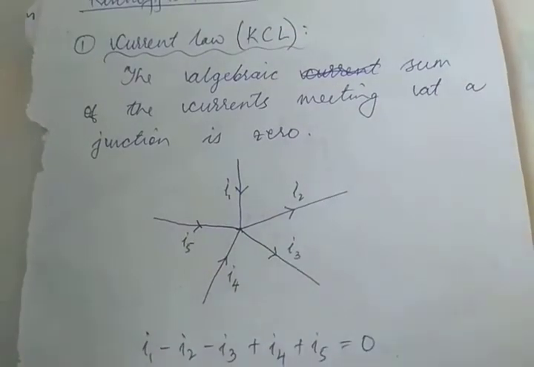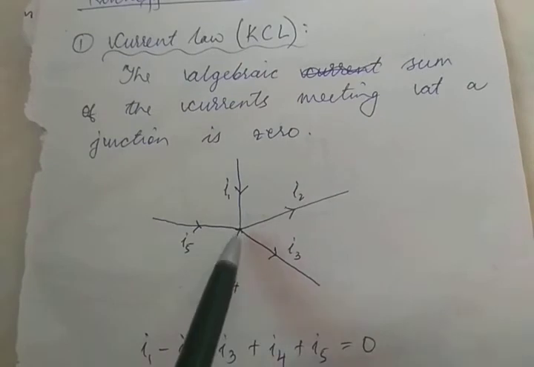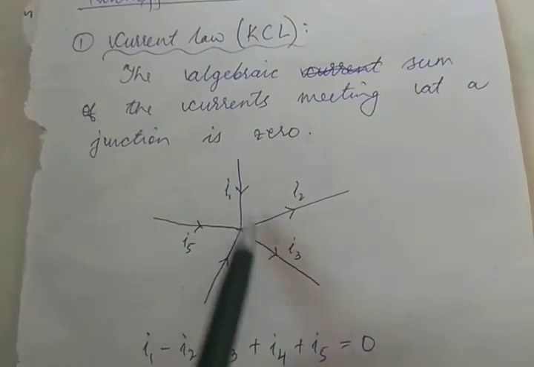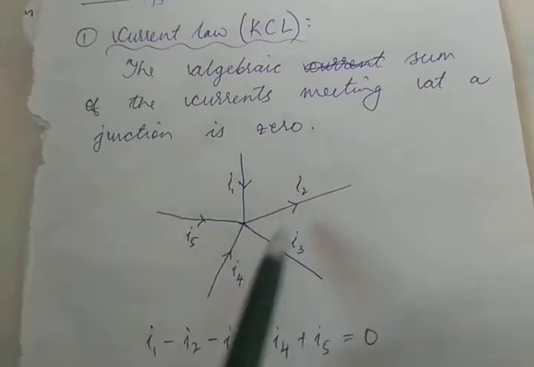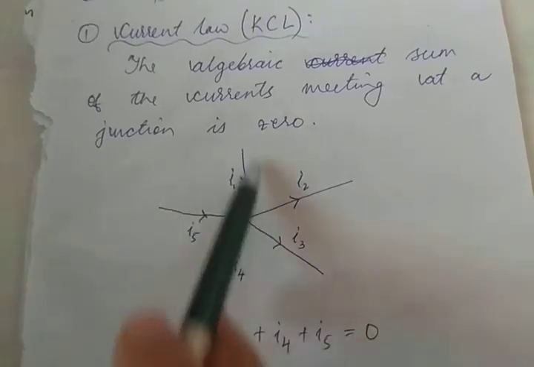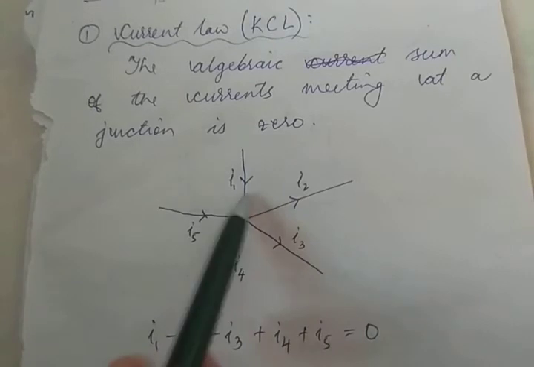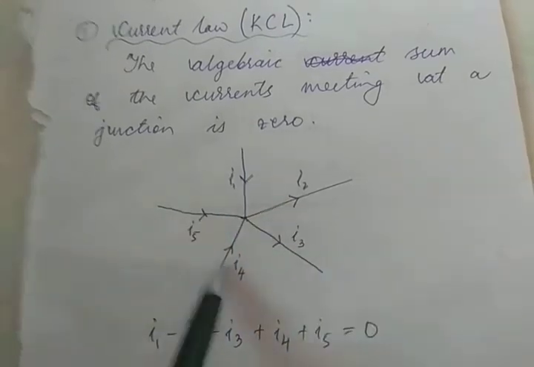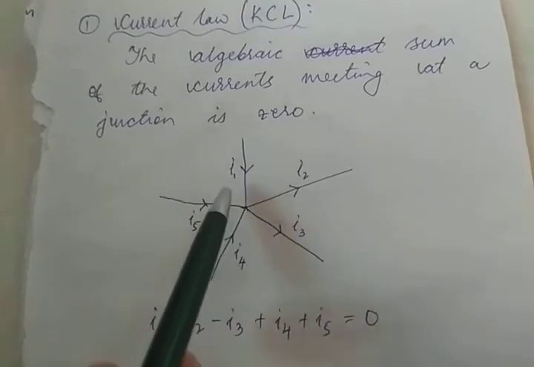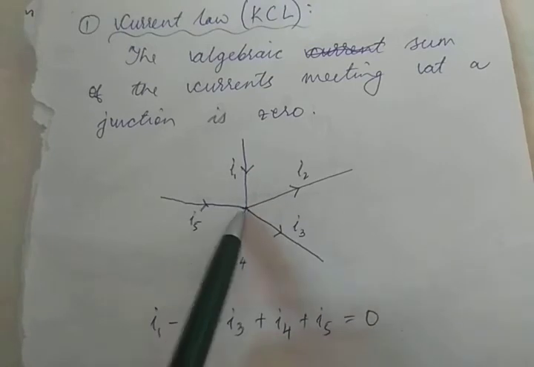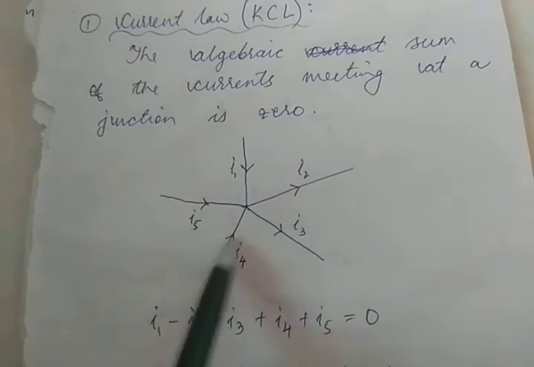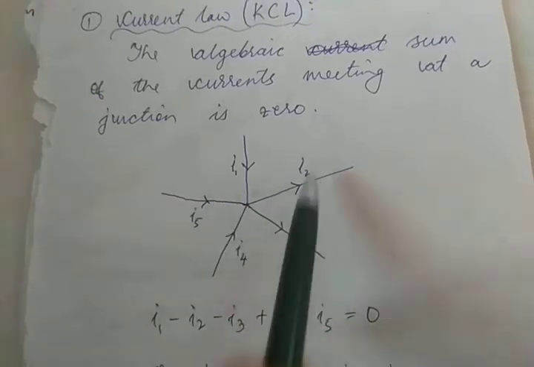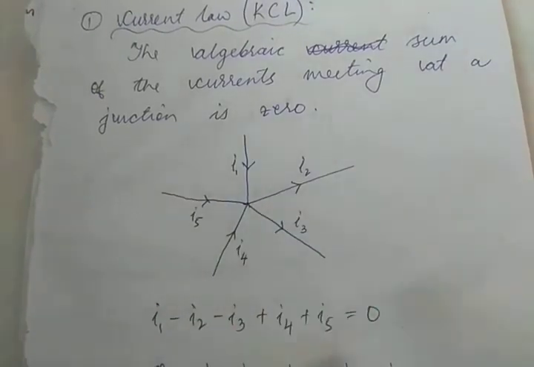Let me show you an example. This is the junction over here, this point, and we have 5 arms over here. Out of these 5 arms, from these 3, 1, 2 and 3, we have current flowing into the junction. We see current flowing towards the junction, that is I1, I5 and I4, whereas I2 and I3 are flowing away from the junction.